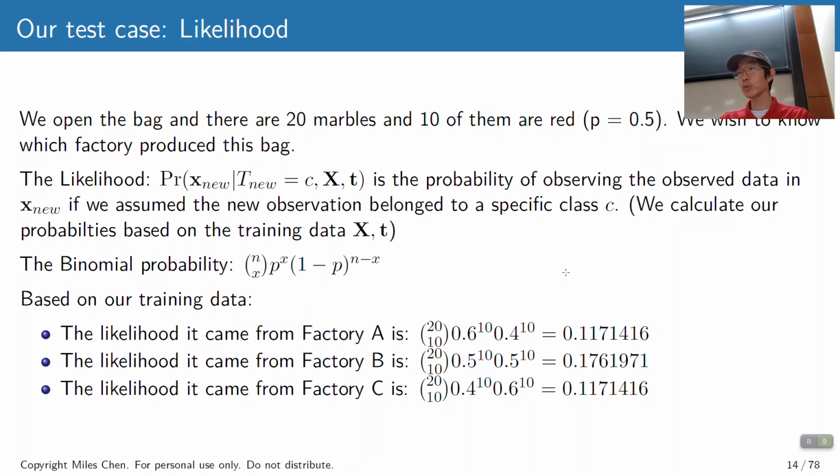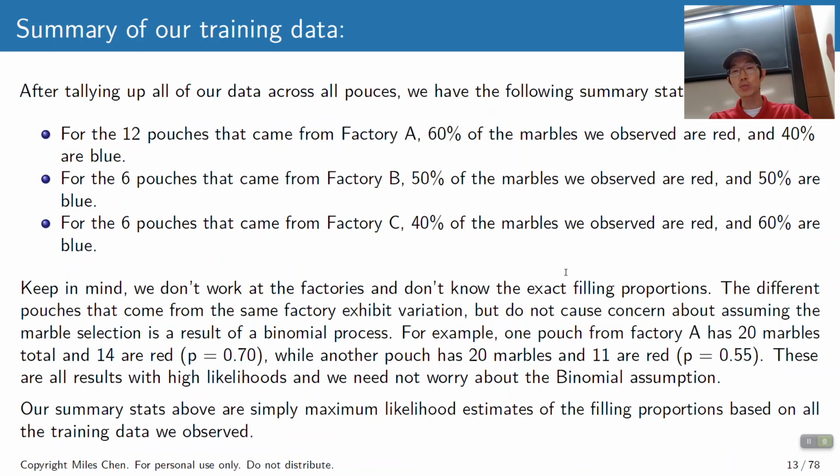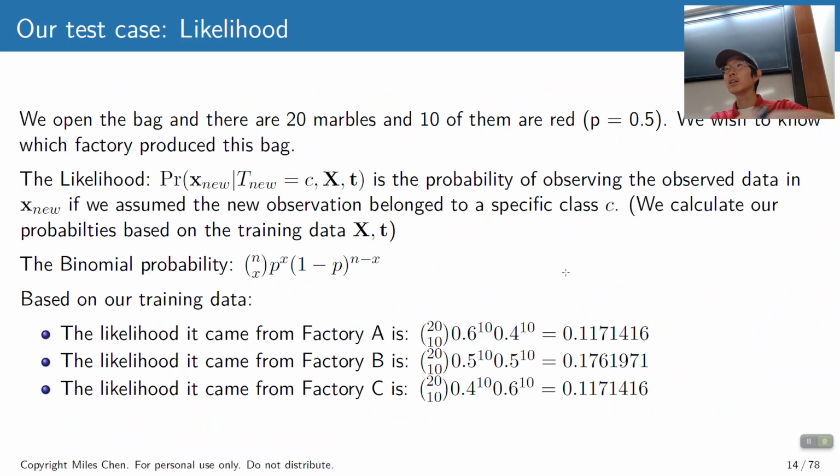Okay, what is the most likely factory? The factory that's most likely is going to be factory B, right? Because factory B overall is 50% red, and that's what our bag is. Our bag is also 50% red. So that kind of seems like it's the most likely case. But we say, well, could factory A have produced a bag where it's 50% red? And the answer is yes. We can just do the binomial probability to figure out our likelihood.